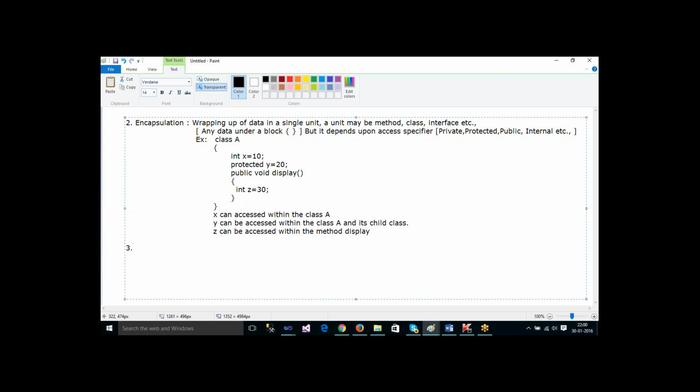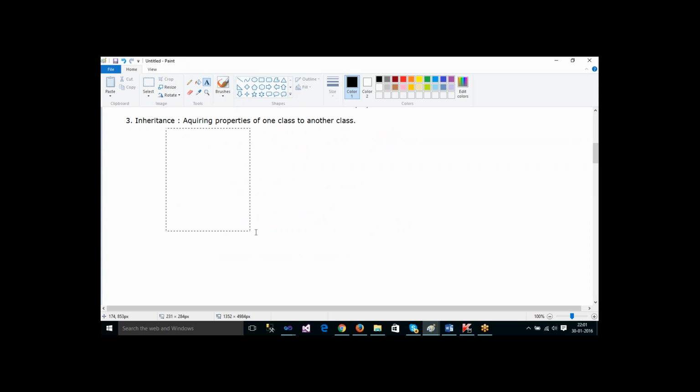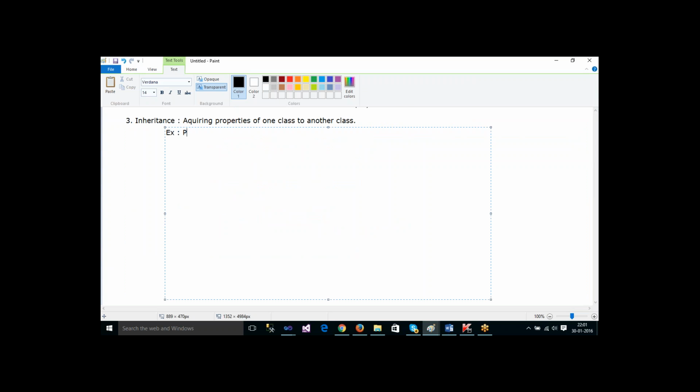Third, inheritance. What is inheritance? Acquiring properties of one class to another class is called inheritance. The best real-time example for inheritance is parent and child. The child is going to inherit the behavior, character, and nature of the parent.